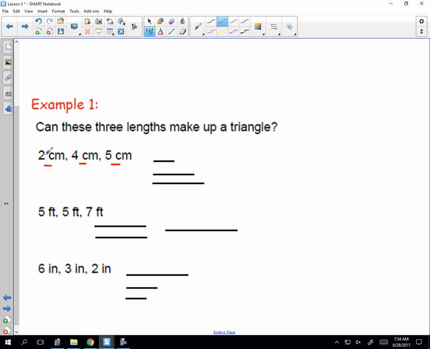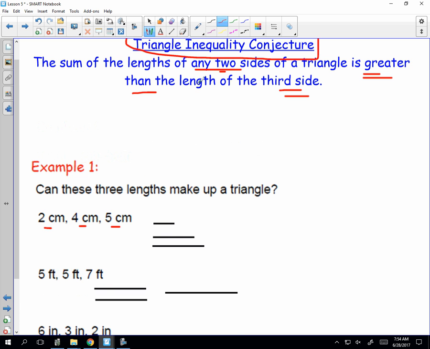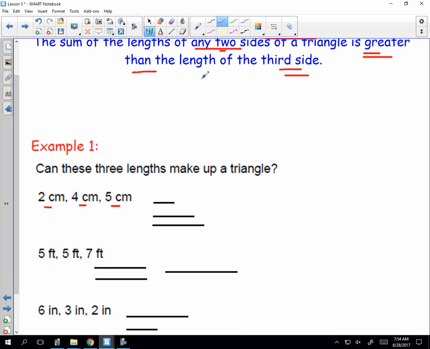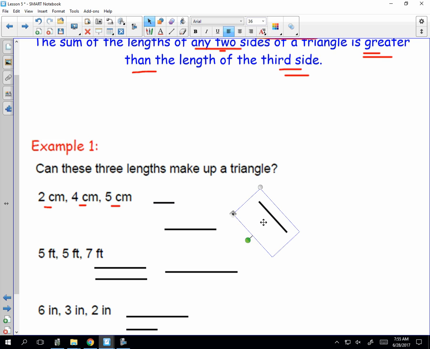Based on the rule, 2 plus 4 is 6. 6 is bigger than 5. 2 plus 5 is 7. 7 is bigger than 4. And 5 plus 4 is 9. 9 is bigger than 2. So based on the conjecture, we know this works. But let's work with the pieces. We've got our three side lengths here, and all I'm going to do is start rotating them and see, can we build a triangle out of these pieces?